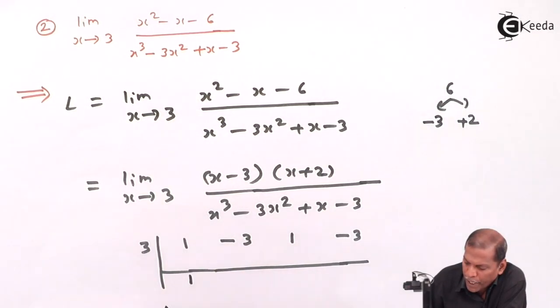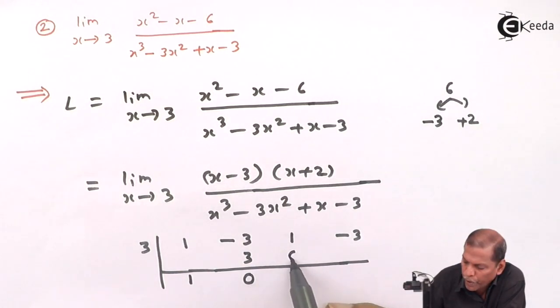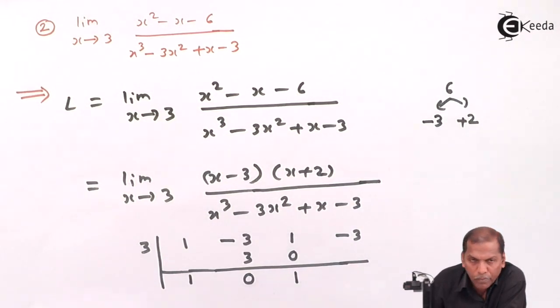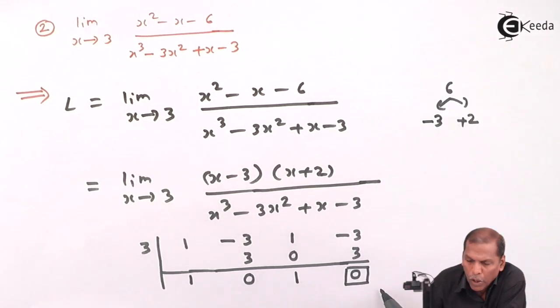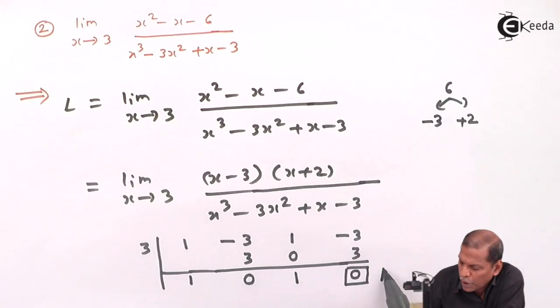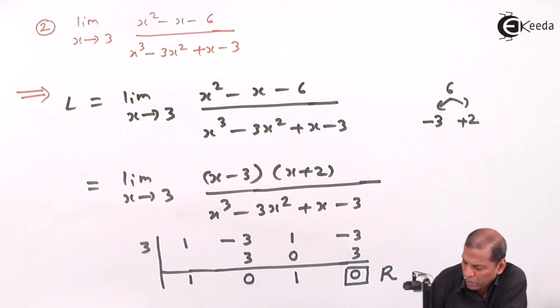First of all we write 1 as it is, then 3 multiplied by 1 we get 3. Now minus 3 plus 3 gives us 0. Again 3 into 0 we get 0. Then 1 plus 0 is equal to 1. Then 3 multiplied by 1 we get 3. Then minus 3 plus 3 gives us 0. Here the last number 0 is our remainder.